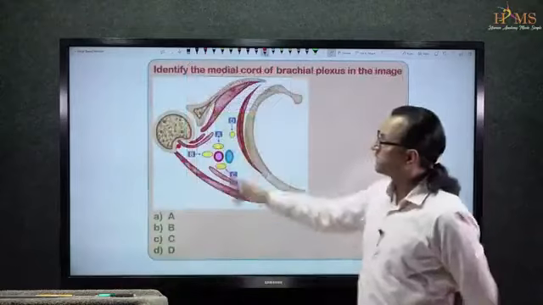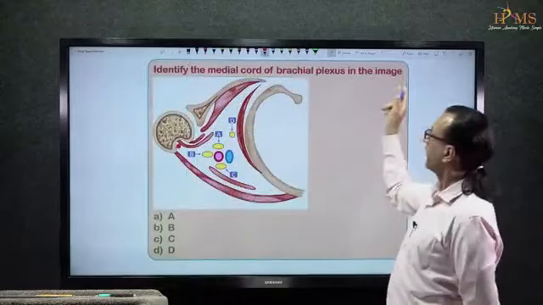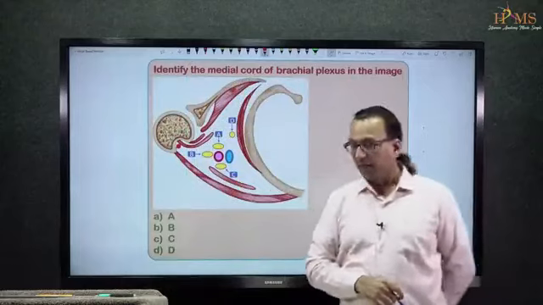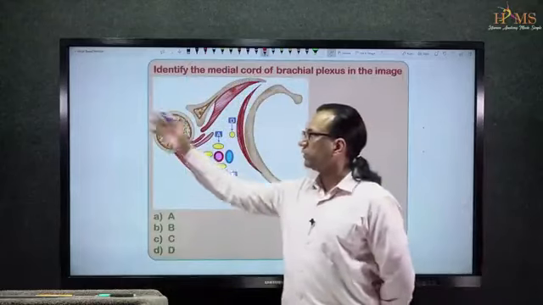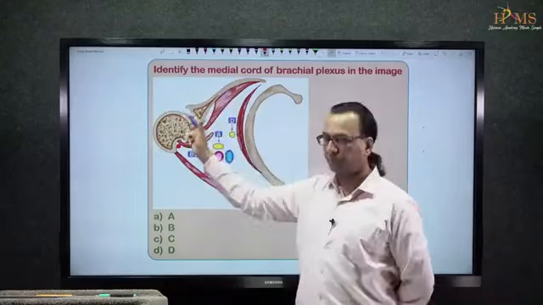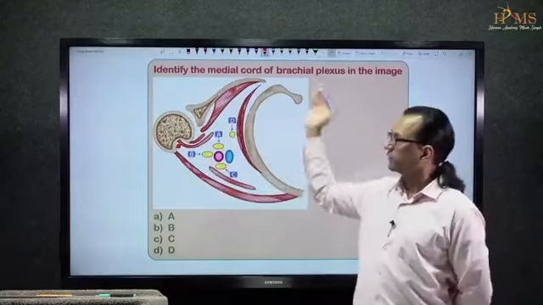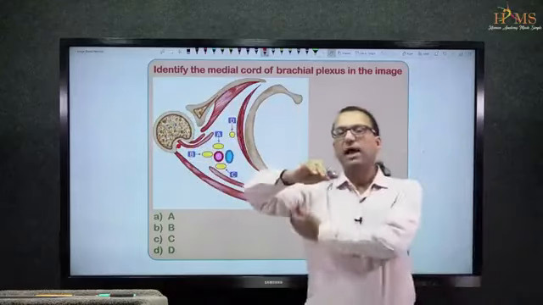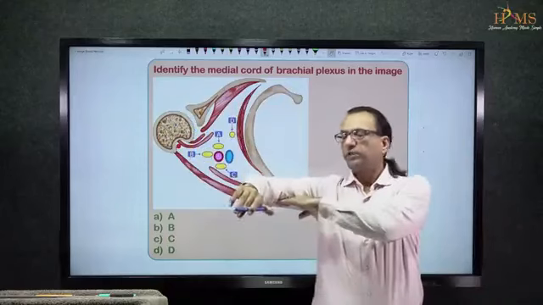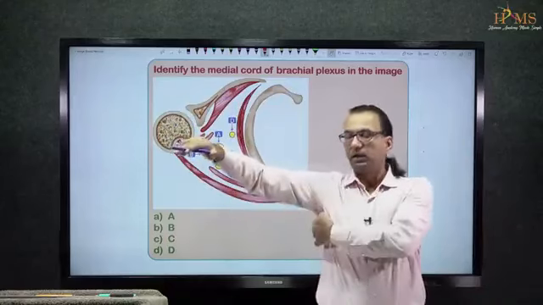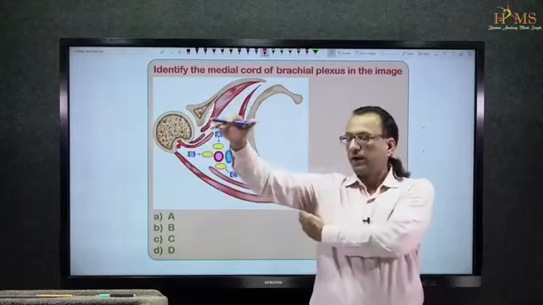What you find here is identifying the medial cord of brachial plexus in the image. Actually, this is the humerus bone, which is lateral bone, the scapular bone, which is posterior bone, and the ribs, which are medial bone, and it is the axilla. If you say lateral, it is the humerus bone. If you say it is medial, the ribs, and if you say posterior, it is the scapular bone.